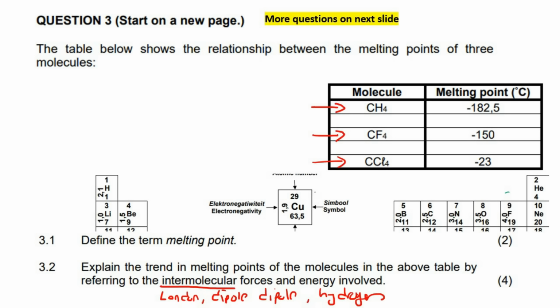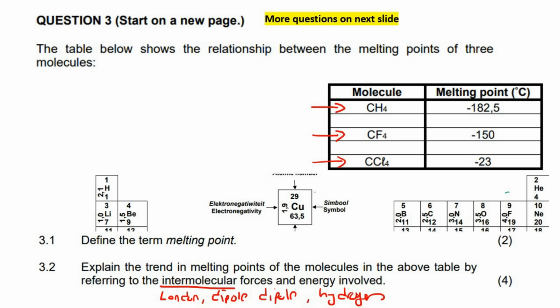Even within the London forces, there are going to be different strengths. So what affects that? Well, scientists have been able to study this, and they found the following. Heavier or larger molecules have stronger London forces.